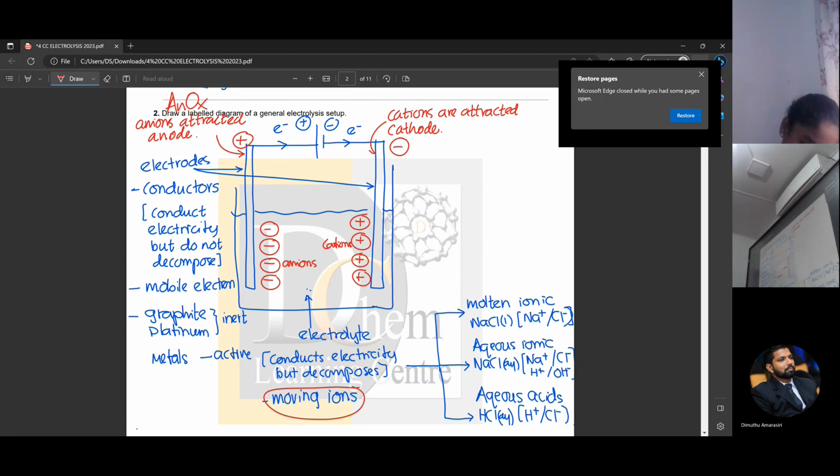That means at the anode, it's always what process happening? Oxidation. And you know oxidation is loss of electrons. At the cathode, what is it? Red Cat. That means reduction at the cathode. So those are the basic information that should come to your head when you are going to do electrolysis.